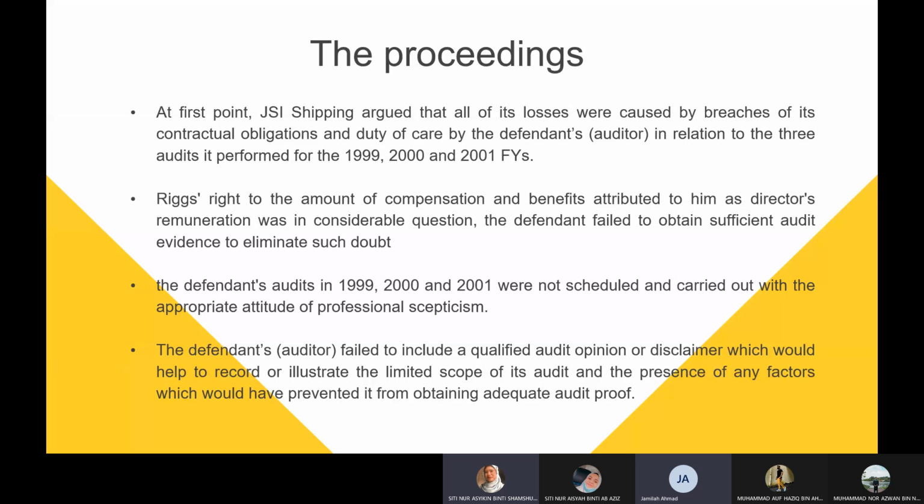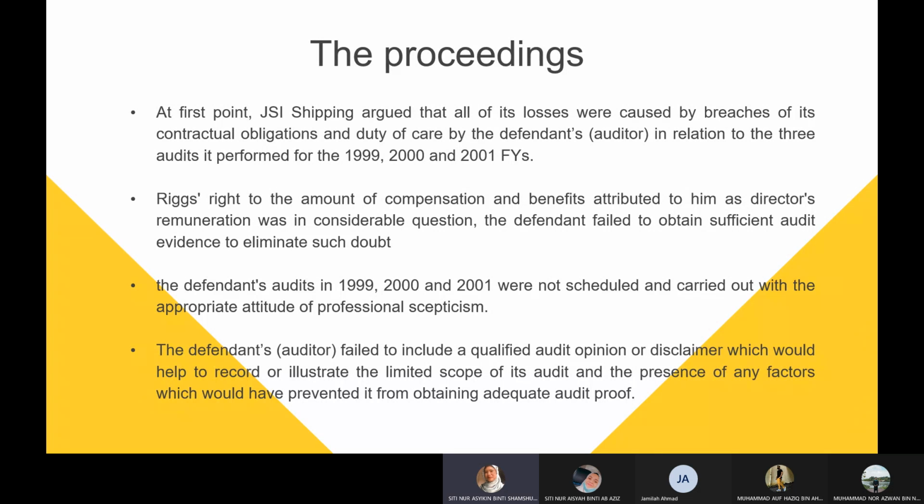Assalamualaikum, my name is Siti Nasha Samsu Anwar. I will continue with the proceeding. At first, JSI Shipping argued that all of the loss was caused by breach of its contractual obligation and duty of care by the defender as auditor in relation to the three audits performed for 1999, 2000 and 2001.